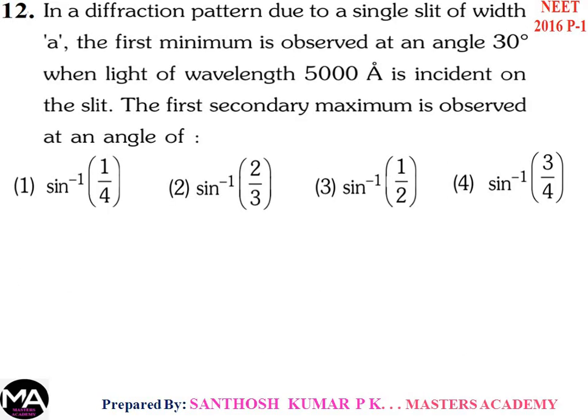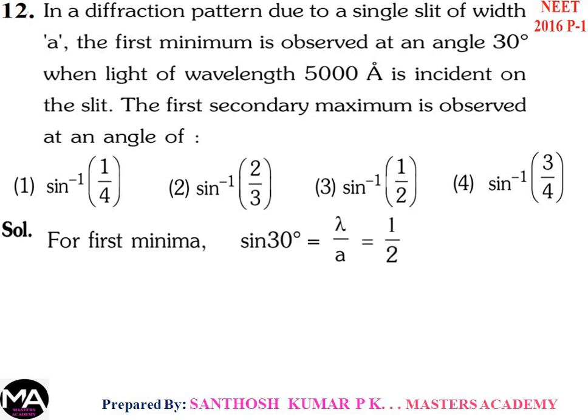Next problem. In a diffraction pattern due to a single slit of width a, the first minimum is observed at an angle of 30 degrees when light of wavelength 5000 angstrom is incident on the slit. The first secondary maximum is observed at an angle of, you have to obtain the value. So for first minimum, we know that sin theta is lambda by a, it is 30 degrees, so sin 30 is lambda by a, which is equal to 1/2. So lambda by a is 1/2.